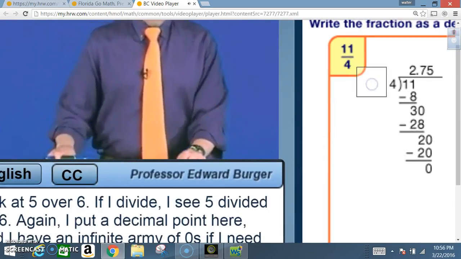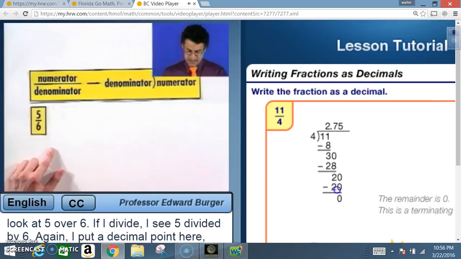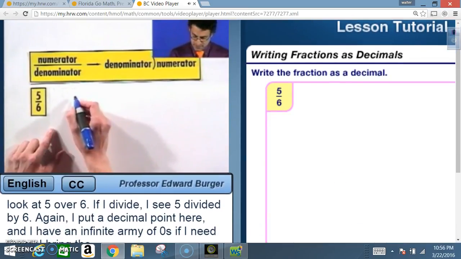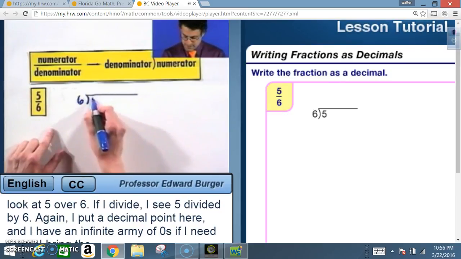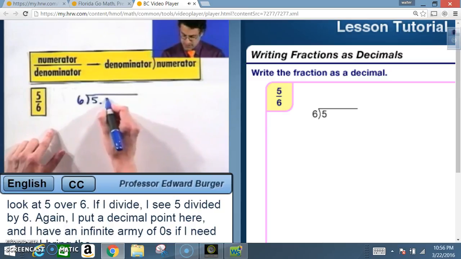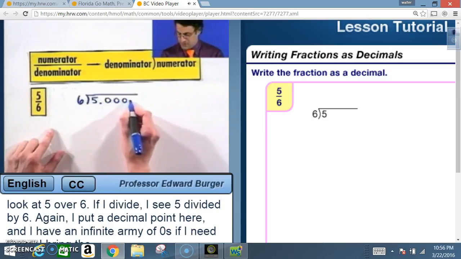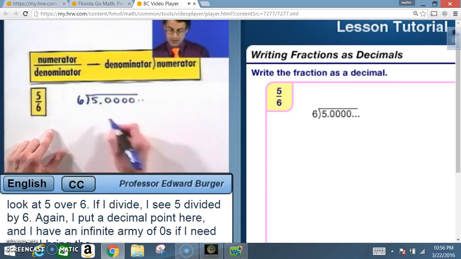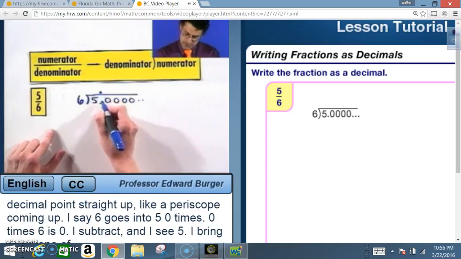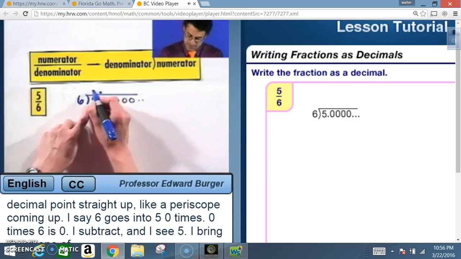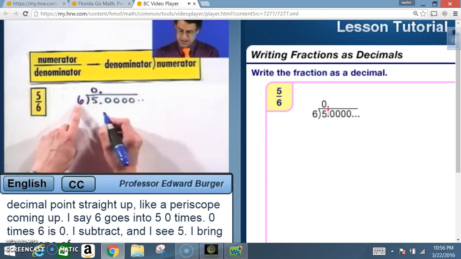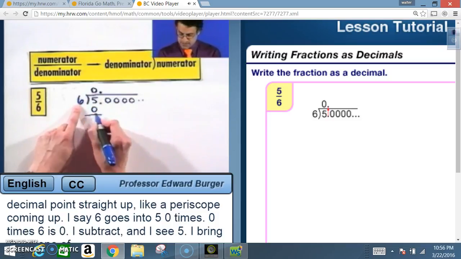Let's take a look at 5 over 6. Think about this together. So if I divide, I see 5 divided by 6. And again, I put a decimal point here, and then I have an infinite army, if I need it, of zeros. I bring the decimal point straight up, like a little periscope coming up. And I say 6 goes into 5 0 times. 0 times 6 is 0. I subtract, and I see 5.